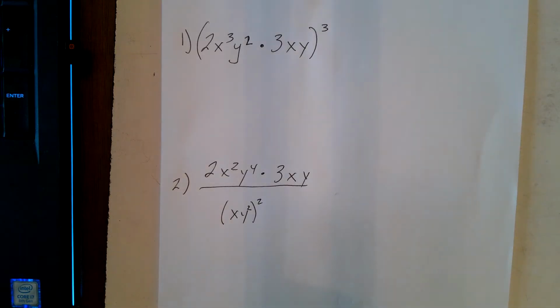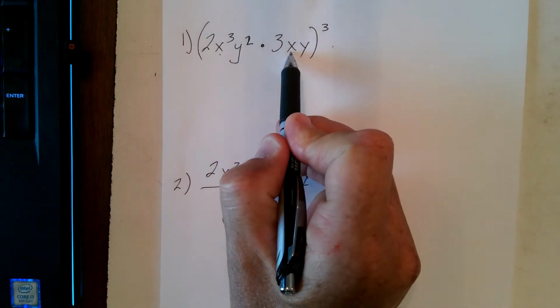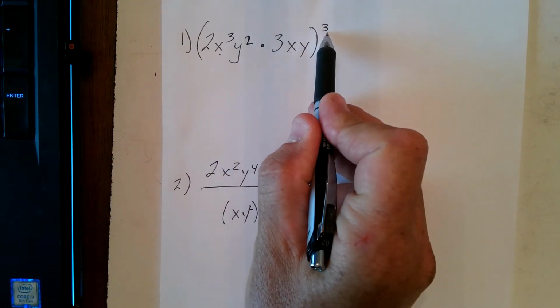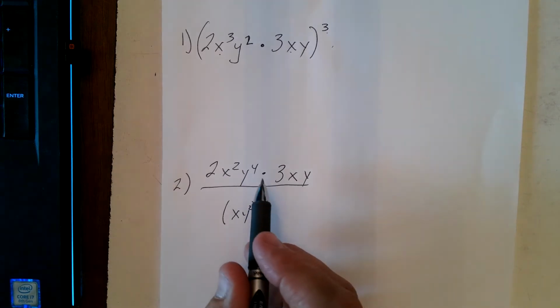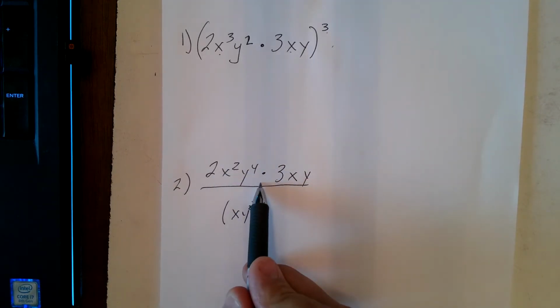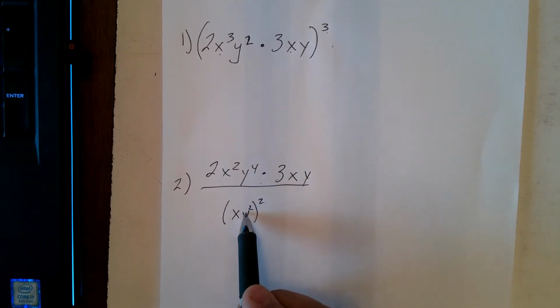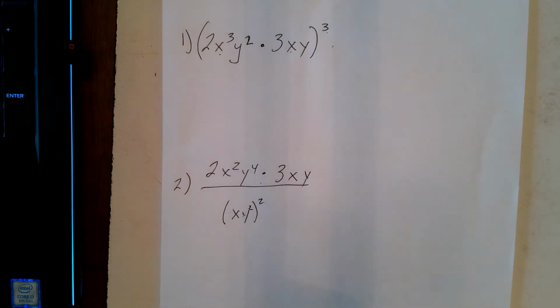One of a product taken to a power, which is number one. A product, multiplying these two together, and then taking it to a power. Then I'm going to take a product divided by a product to a power, or power to a power. So that takes a lot of everything that we've done so far and puts it all together.